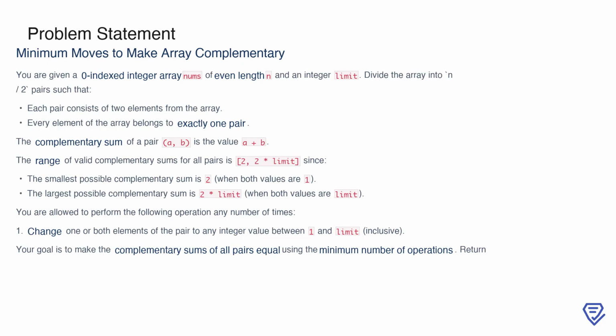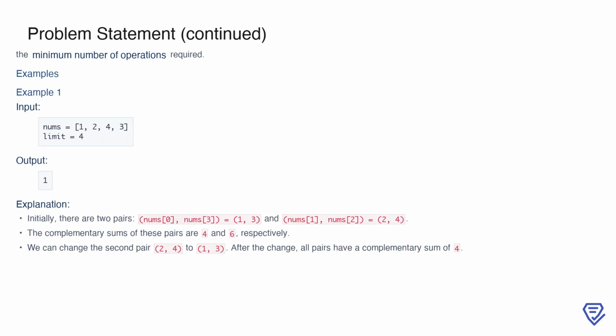You're allowed to modify the values of the array elements within the range [1, limit] as many times as needed. The goal is to ensure that all pairs have the same complementary sum, while minimizing the total number of changes required. To understand this better, let's look at an example.